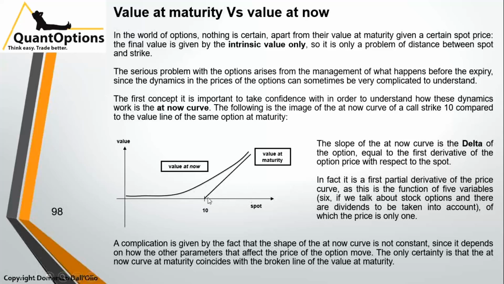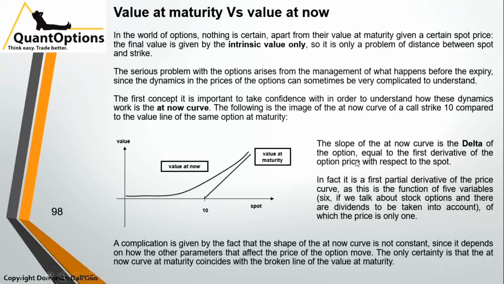Spot minus strike. What happens today if there are 20 days, 50 days, 60 days, 100 days till the maturity is given by the at-now curve. But the at-now curve, which expresses what will be the price of the option if today we are at 10 and within, let's say, 2 hours, the price of the underlying is 11, it's only an estimate, because the price of the option in that moment will be a function of 6 parameters, some of which cannot be forecasted exactly.